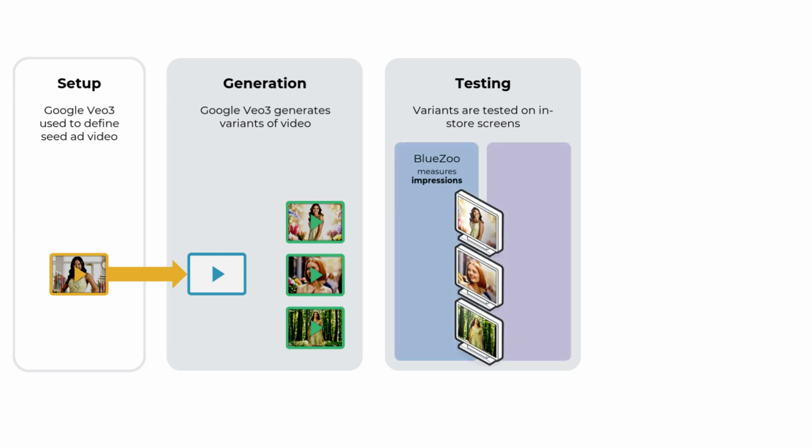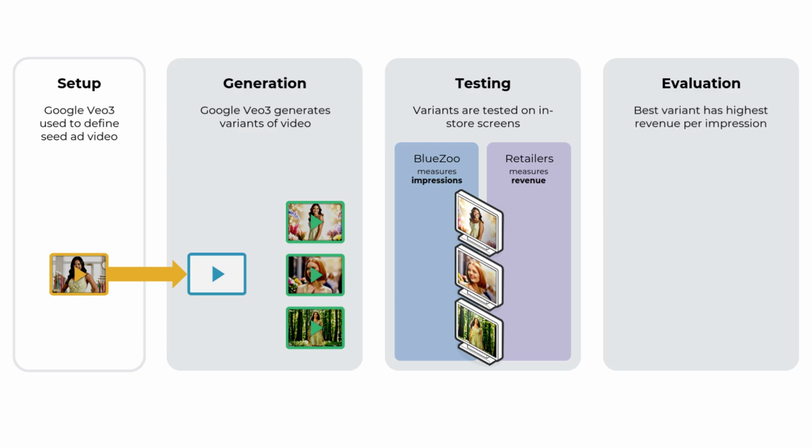BlueZoo then measures the number of impressions delivered at each video screen and correlates those impression counts with point-of-sale transaction data for each creative. This makes it possible to calculate revenue per impression, a direct measure of advertising performance. An ad that drives more revenue must do so relative to its exposure, because a video seen by twice as many people should be expected to generate roughly twice as much revenue.